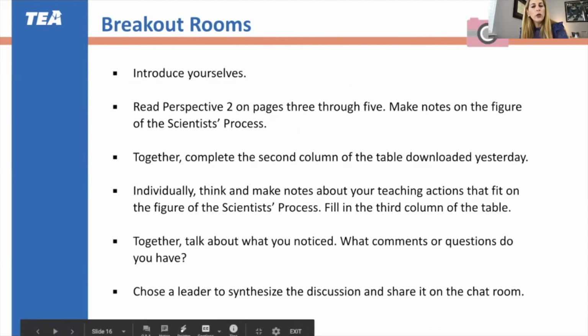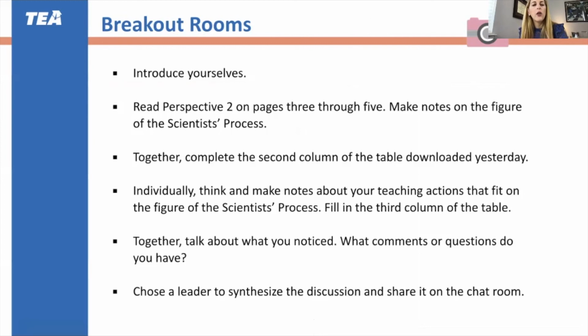So individually, think and make notes about your teaching actions that fit on the figure of the scientist process. Then fill in the third column on the table and together talk about what you noticed. What comments or questions do you have? So we're going to take 10 minutes to read through and complete the table. Then we're coming back and I want you to choose a leader that can synthesize all the discussion and drop it in the chat rooms.